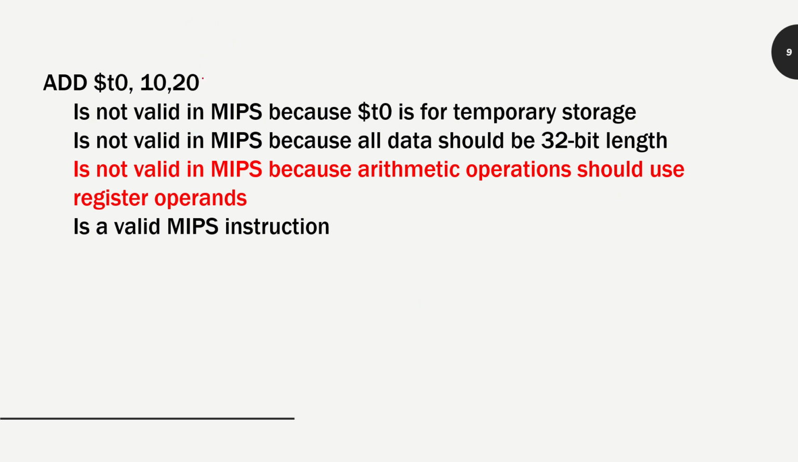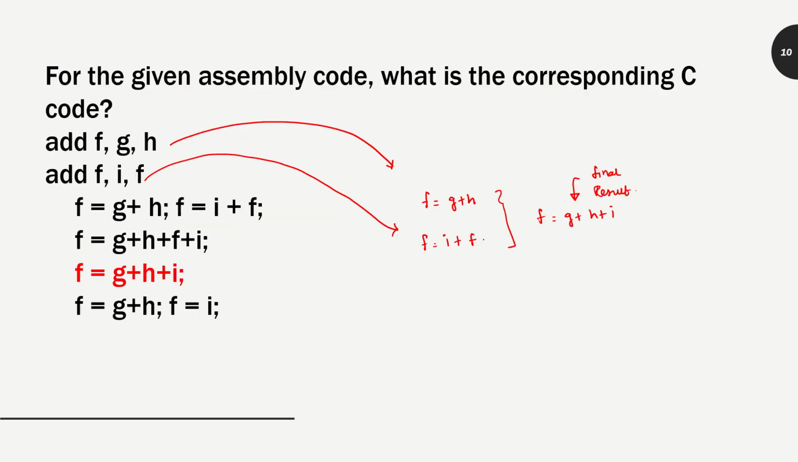Add T0, 10, 20 is not a valid MIPS instruction because $T0 is for temporary storage. Another is not a valid MIPS instruction because all data should be 32-bit length. Another is not a valid MIPS instruction because arithmetic operation should be all with register operands. This is a valid MIPS instruction. This is definitely not valid. First one is meaningless, second one is meaningless. Here it has to be $T1, $T2, something like that. Or you can even specify $2, $3. In that case also it is right. In the question it was just a numeric here. So this is wrong. That's the reason that was wrong.